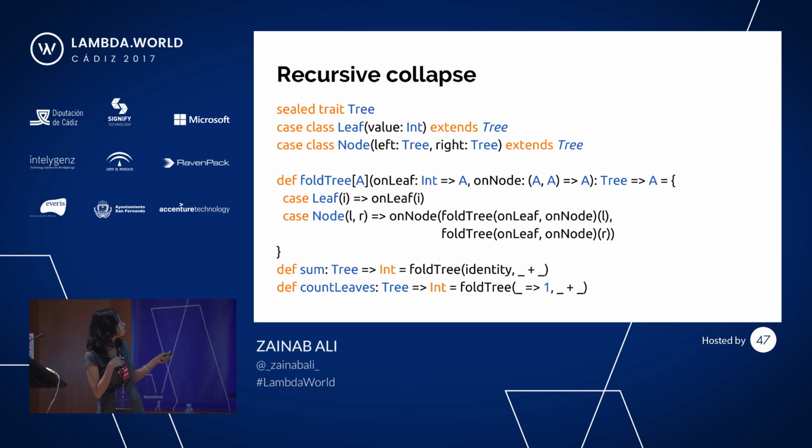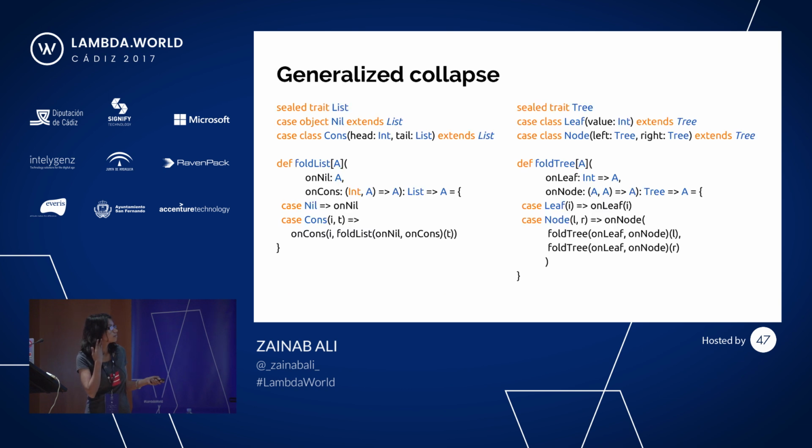I've written one for fold tree, and we need to provide what we do in the leaf case and what we do in the node case. And that'll work in a similar way to our fold for our list, right? And so let's say that I wanted to sum all the integers in this binary tree. It's terminated by integers. I could just write fold tree with identity and plus. And if I wanted to count the leaves, something that's pretty similar to a length, I could say at a leaf return me 1, and then just add.